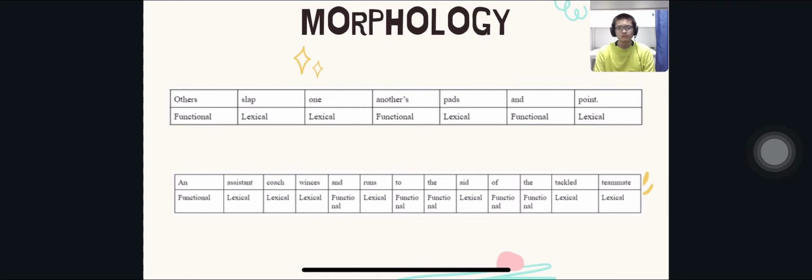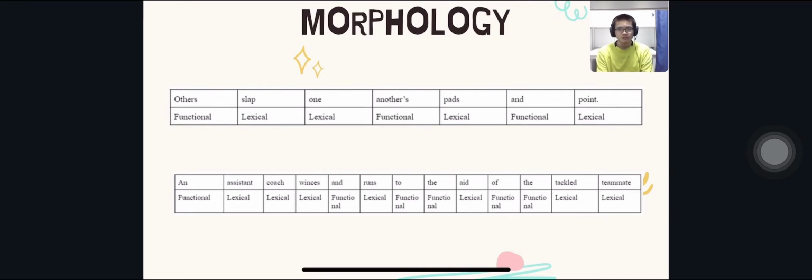The next word is slap. It is a verb, so it is counted as a lexical morpheme. The next word is one, which is counted as a noun, and it is also considered a lexical morpheme. So I will quickly explain the lexical and functional morphemes. Words like nouns, adjectives, and verbs will always be counted as lexical morphemes. And words like conjunctions, prepositions, articles, and pronouns are considered functional morphemes.